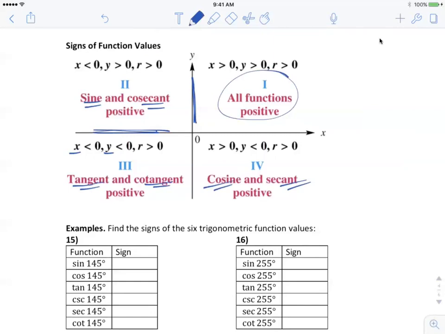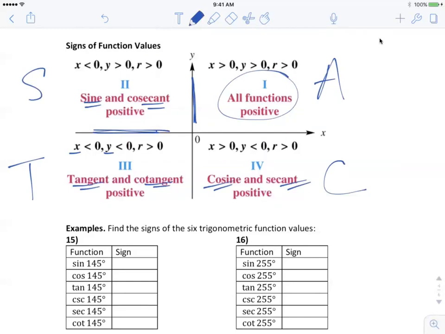Everything else negative. Okay. Sometimes you see this written as A, S, T, C. All students take calculus, something like that, right? Where that's just a memory aid of where they are positive. A stands for all, S stands for sine, T for tangent, and C for cosine. And then everything else besides their reciprocals would be negative.